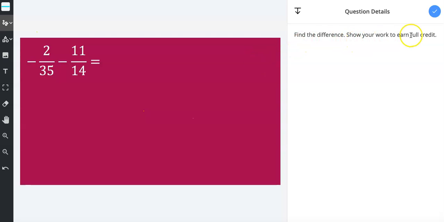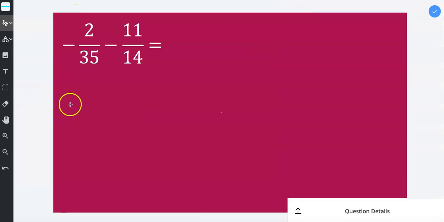Find the difference, show your work to earn full credit. I begin by copying the -2/35, and then I'm going to write my subtraction sign, and then I want some room, so I leave a little space, and then I write 11/14.